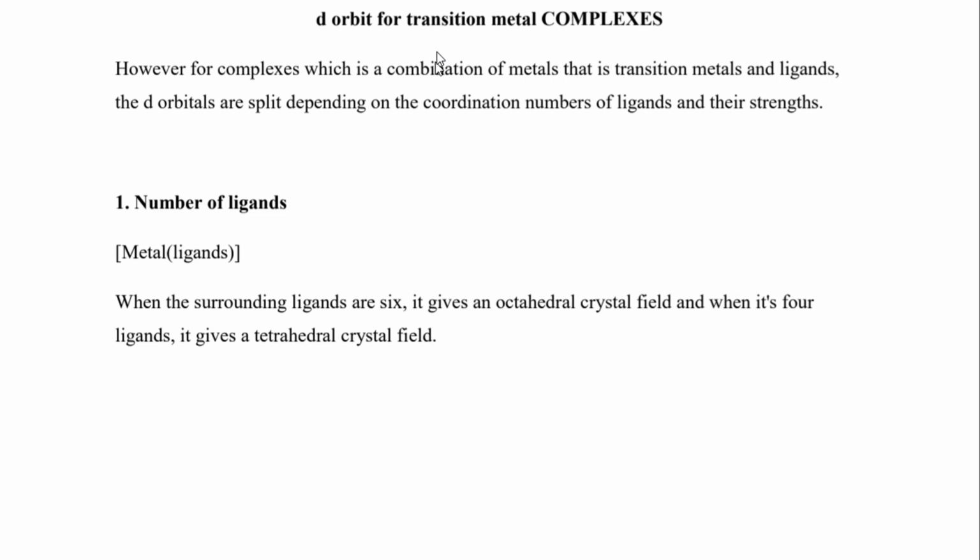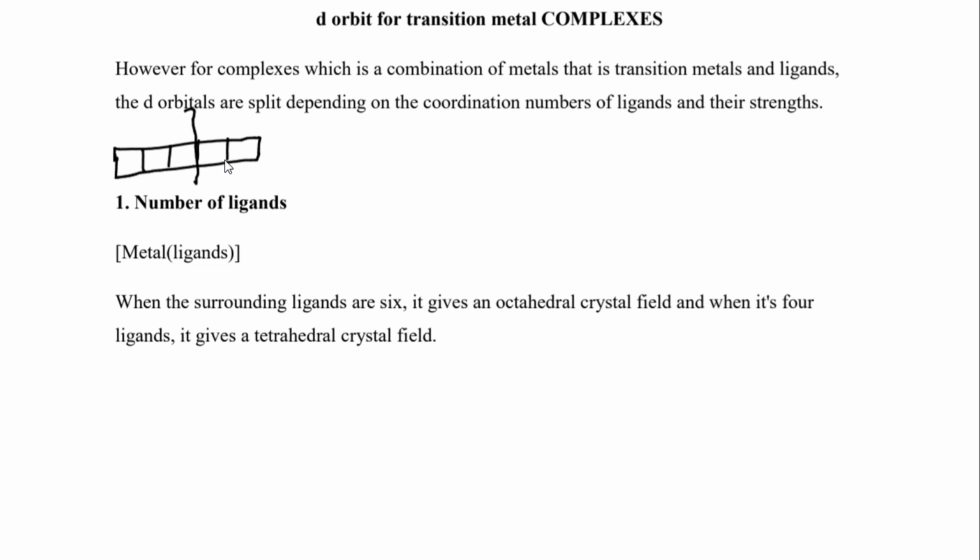So that is the d orbital for transition metal complex. However, for complexes, which are a combination of metal and ligand, the d orbitals are split depending on the coordination number of the ligand and the strength. Unlike free atoms or ions of transition metals where the d orbitals are degenerate, for complexes they are not degenerate, but they are split. So there's a pattern to which they are split.